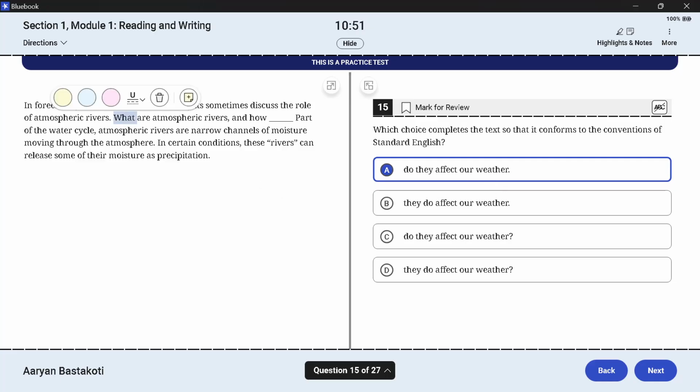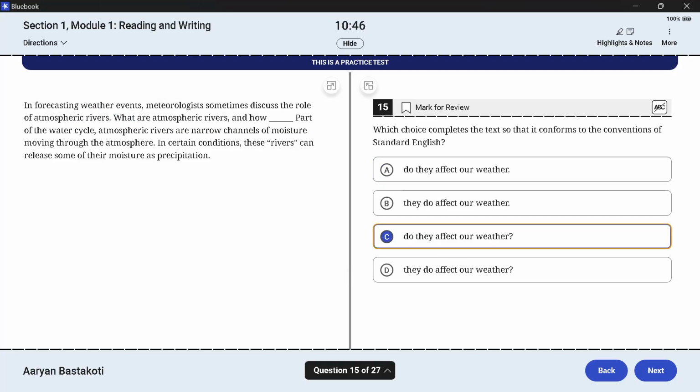This starts with a "what," so I would go for a question mark. How do they affect our weather? What are atmospheric rivers and how do they affect our weather? Seems like the right answer.